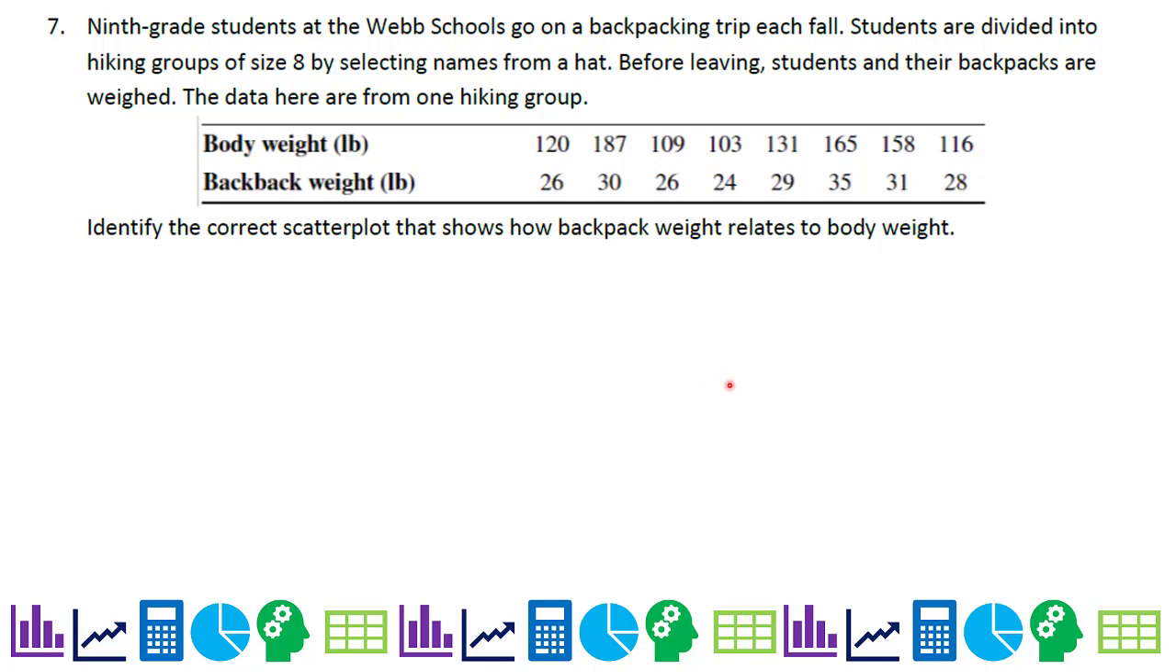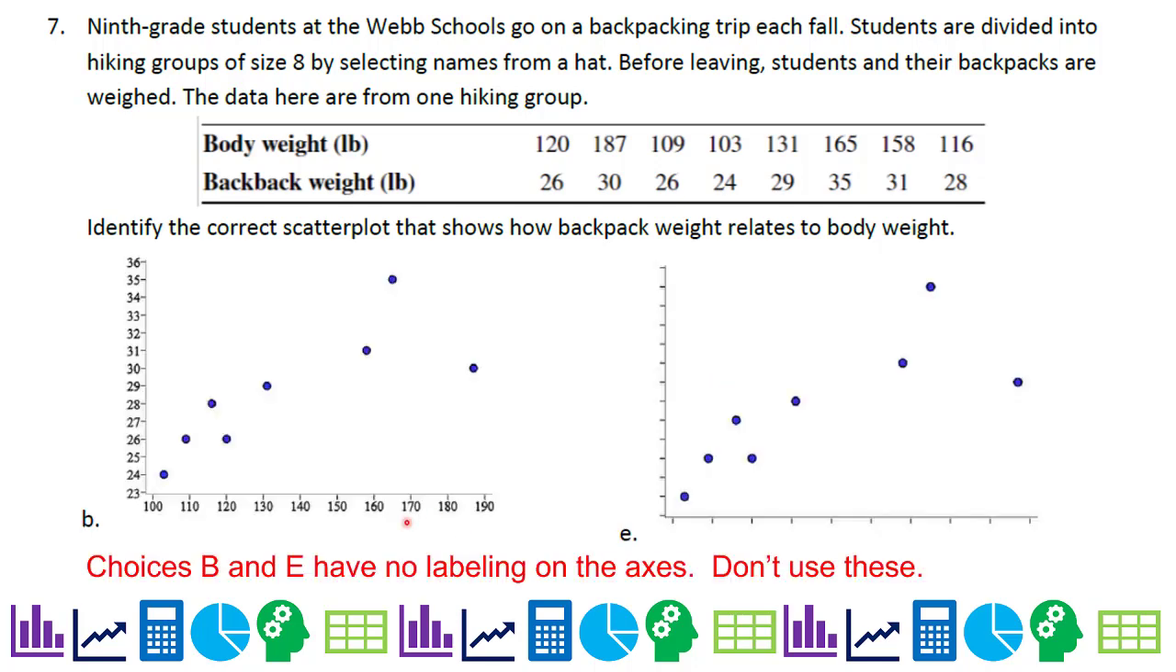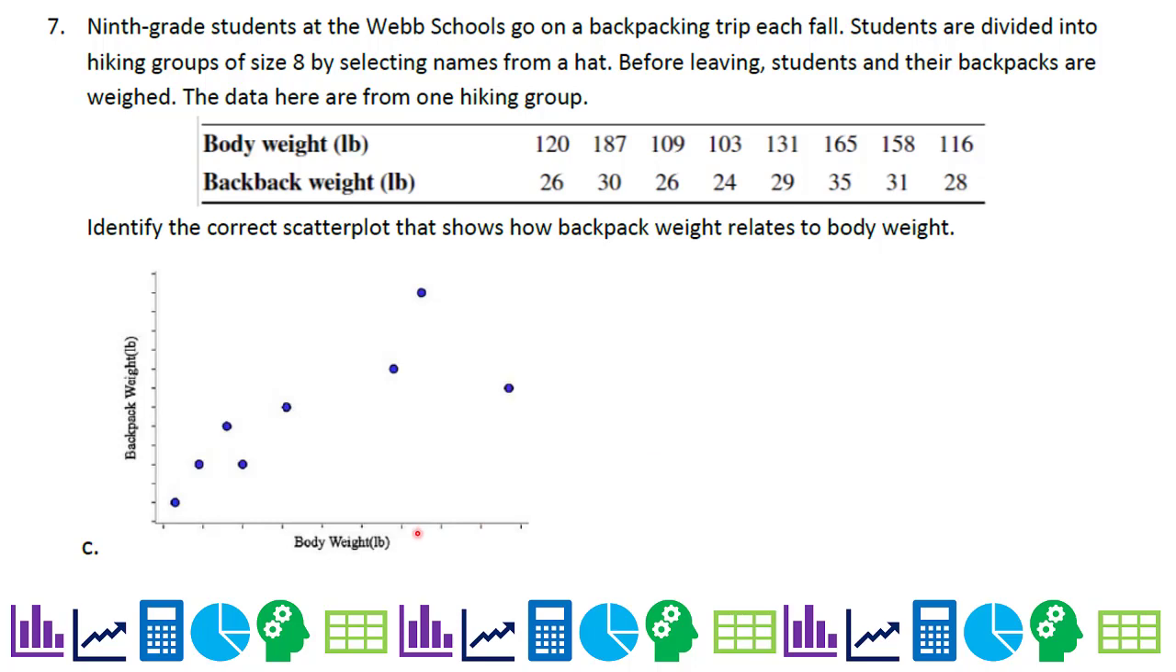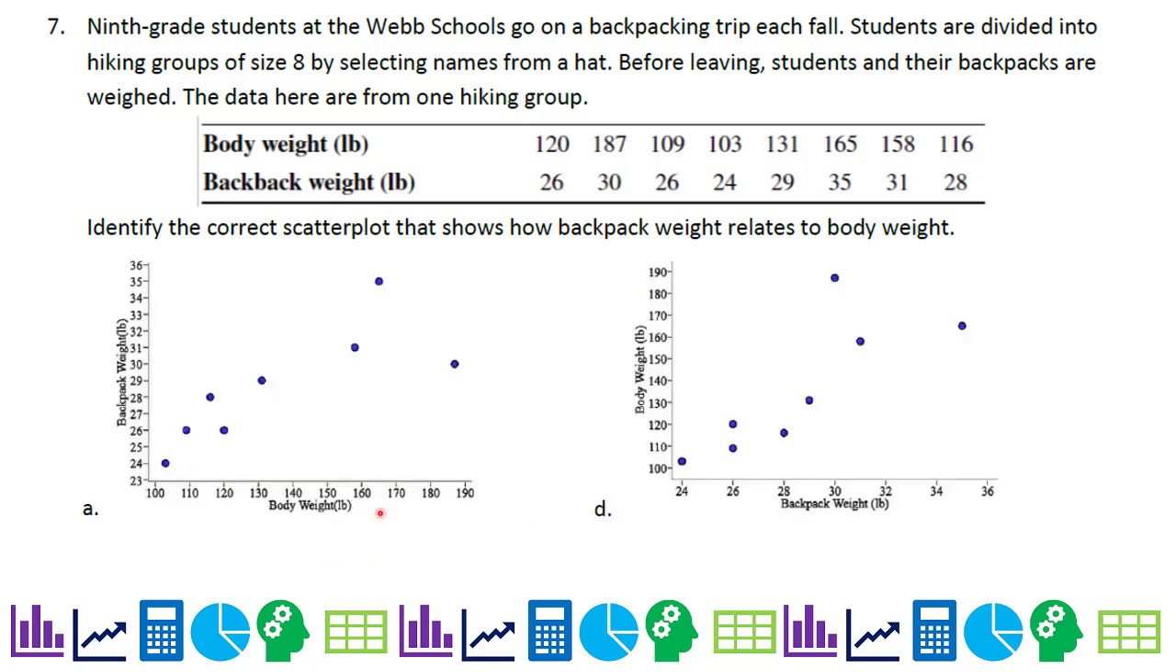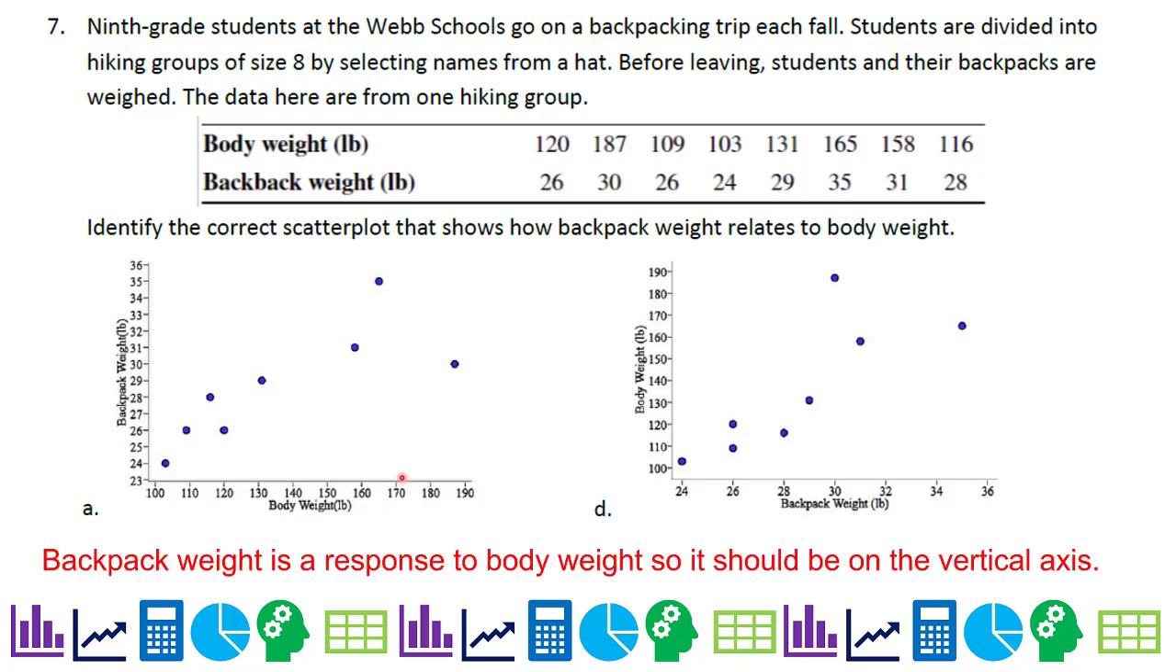So I'm going to take a look at choices B and E first. Both of these have no labeling on the axes, so that's a bad sign. We've got choice C here, but it's missing numbers on the scale, so we won't use that one. So we're down to A and D. The only difference between these two is a flip in the axes. One has backpack weight as the explanatory variable, and the other has body weight as the explanatory variable. Well, the backpack weight should be a response to body weight, so it should be on the vertical axis.